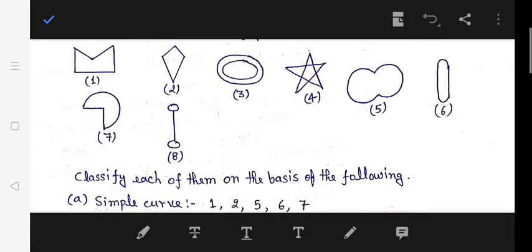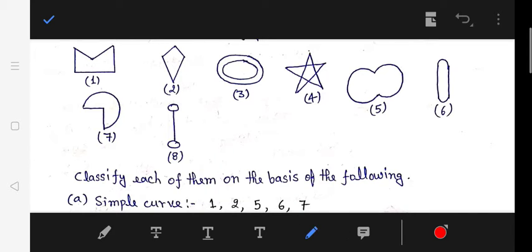Third one is not a simple curve. The reason is that a simple curve you can draw without lifting the pencil. The third one is not possible without lifting the pencil, so the third one is not a simple curve. In the fourth one you can find that it is going to cross here, so that's why it is not a simple curve. The fourth one is not a simple curve.